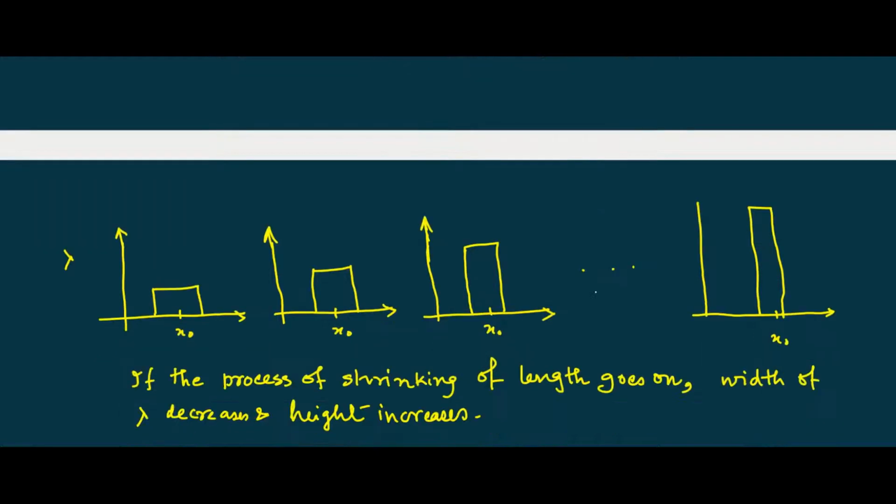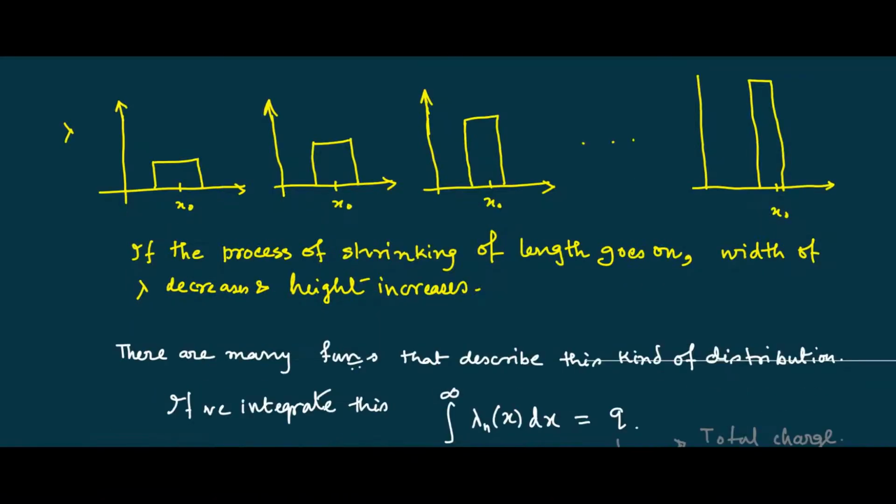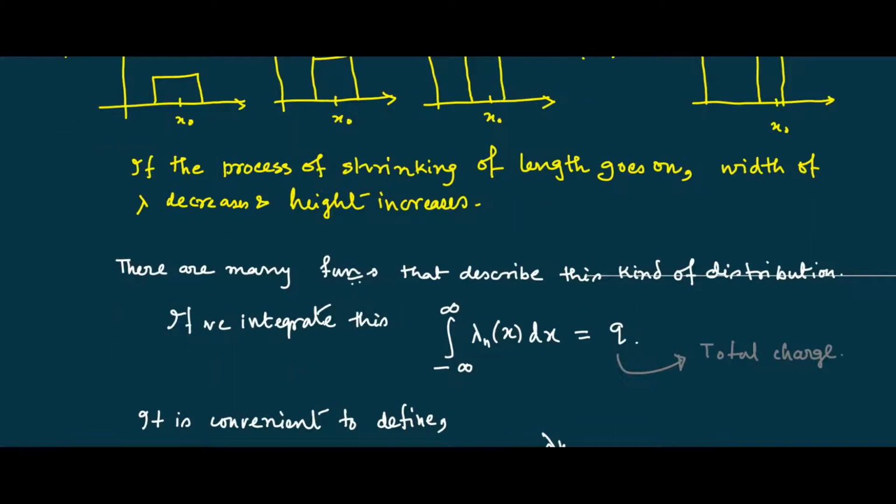If we represent this pictorially, whenever it is distributed over L, this is something like a box. Whenever it is L by 2, the box gets squeezed sideways, and the height of the box gets higher. If this goes on successively, the width of the charge distribution lambda decreases and the height increases. Overall, the charge is distributed within that length element.